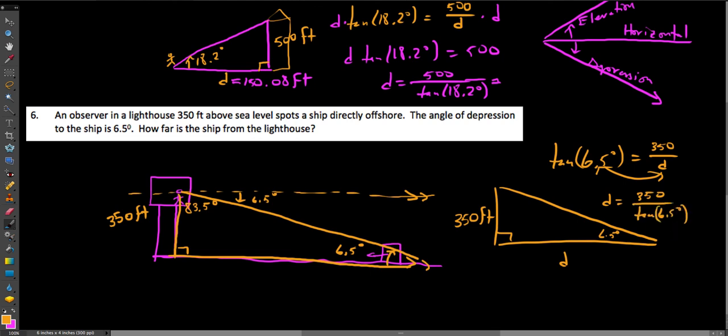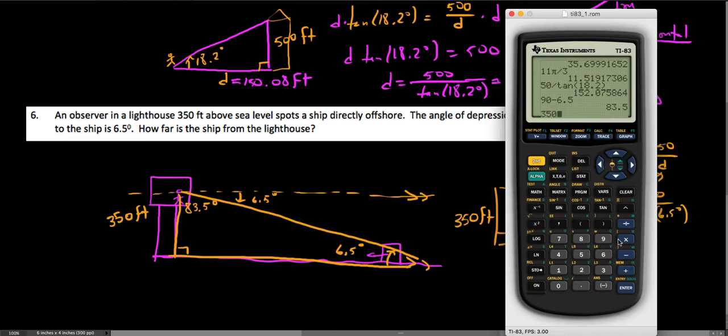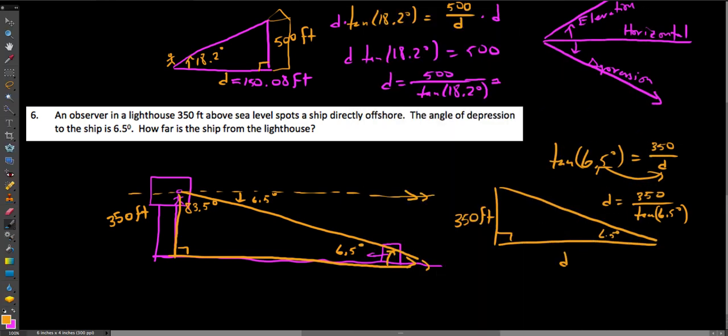So we'll go and investigate this here. 350 divided by the tangent of 6.5 degrees is about 3071.91. So about 3071.91, and this was in feet.